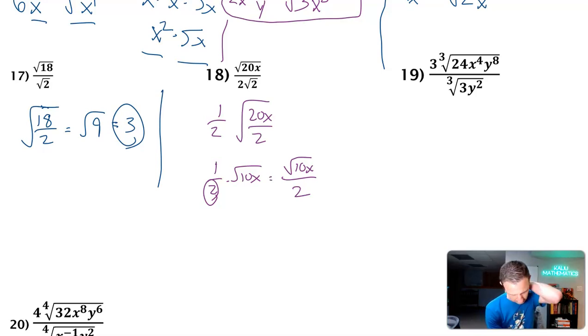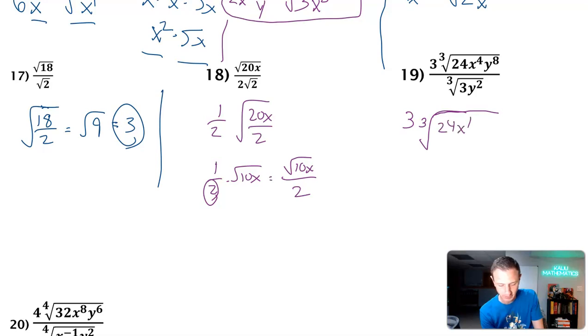Then 19, the cube root of 24x to the 4th, y to the 8th, and that's being multiplied by 3, divided by the cube root of 3y squared. So same thing, I'm just going to leave this 3 out to the side. I probably don't need this fraction bar. I'm going to leave this 3 off to the side. All of this is underneath the cube root. So I'm going to rewrite this as the cube root of 24x to the 4th, y to the 8th, over 3y squared.